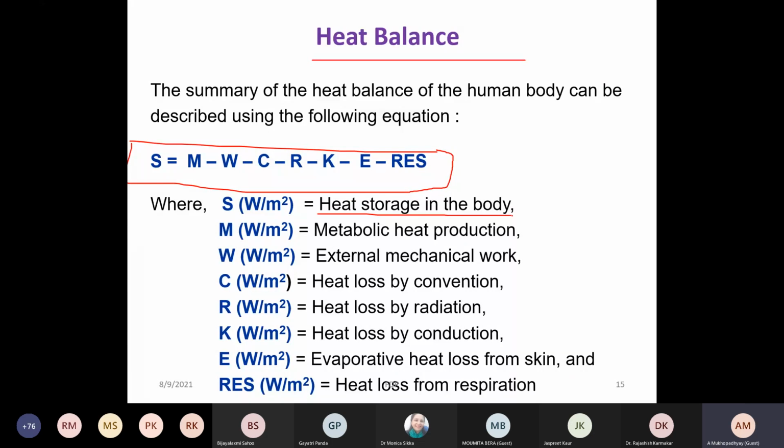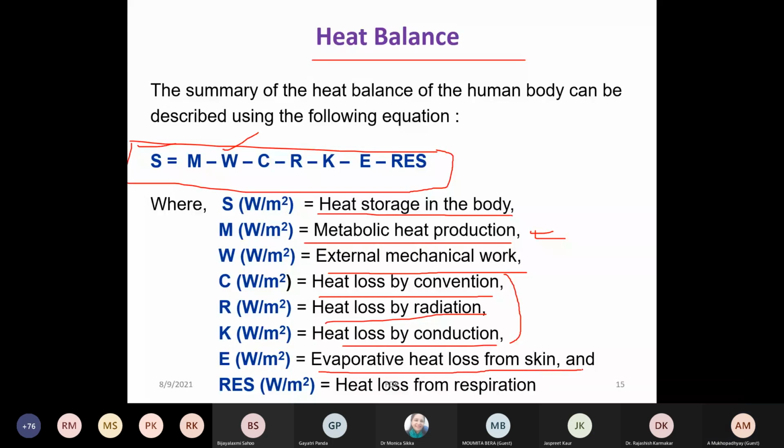This is the S. And metabolic heat production could be high whenever the person is under sports activity. Now this is the external mechanical work, which also contributes. So there could be heat loss by convection, radiation, and conduction. And we can also have evaporative heat loss from skin, and heat loss from respiration. Suppose a person is in very low temperature.